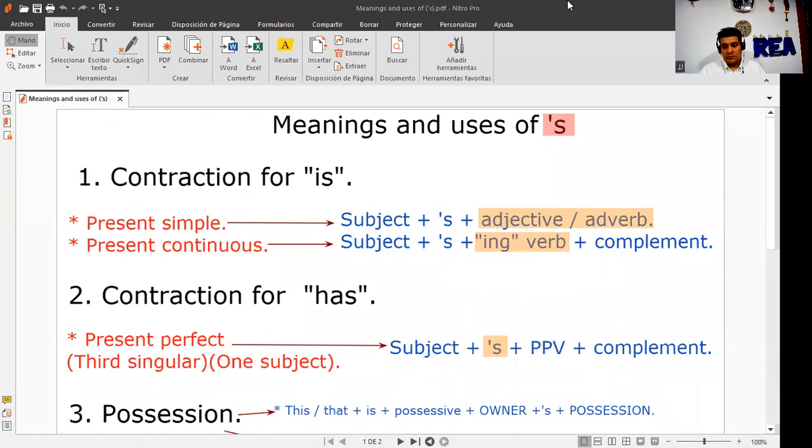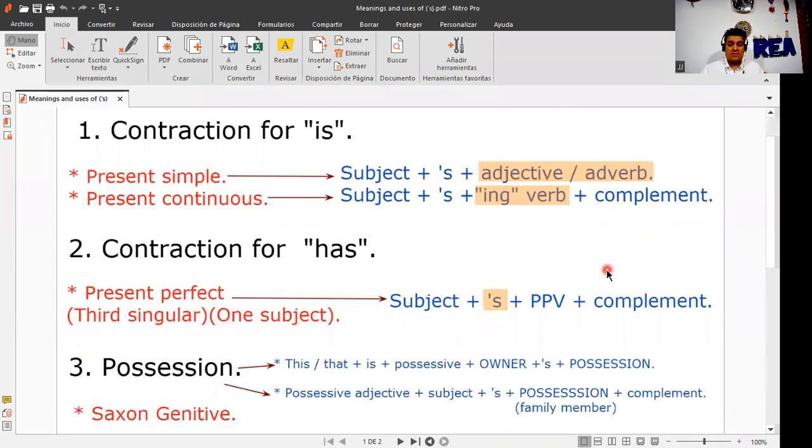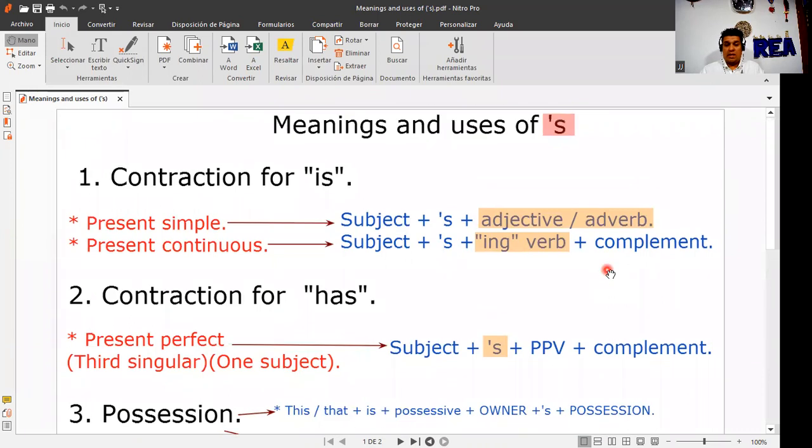Basically, apostrophe S has three uses or three meanings, three ways to understand, okay? And for that, you need to look for these formulas. The first use is contraction for the verb to be, third singular form. The second use is the contraction for has. And the third use is to talk about possession, the Saxon genitive. Okay, so this is the way you might understand this.